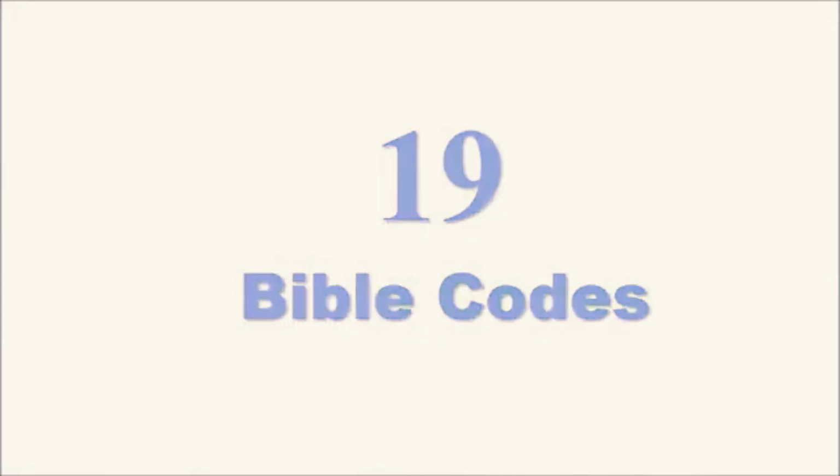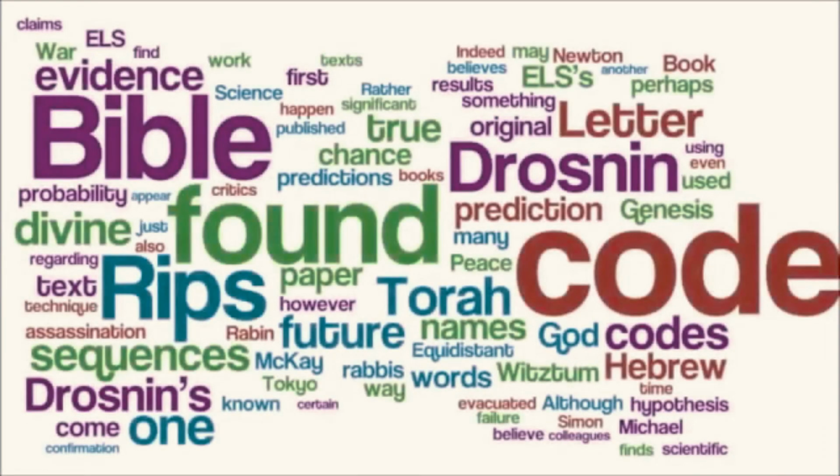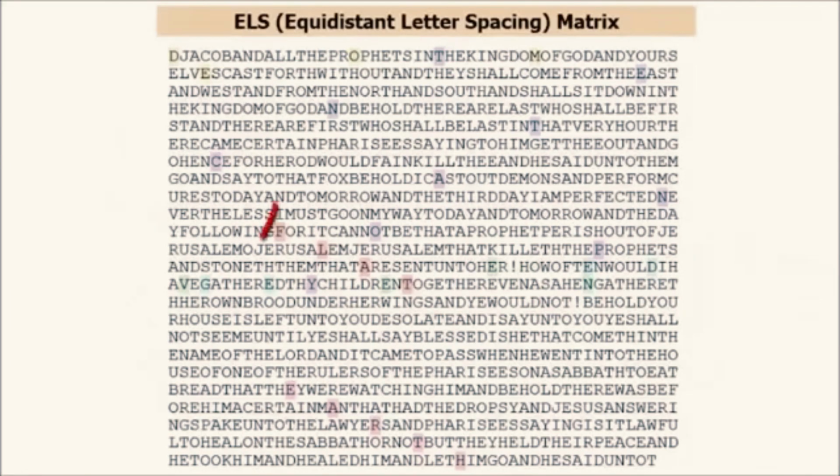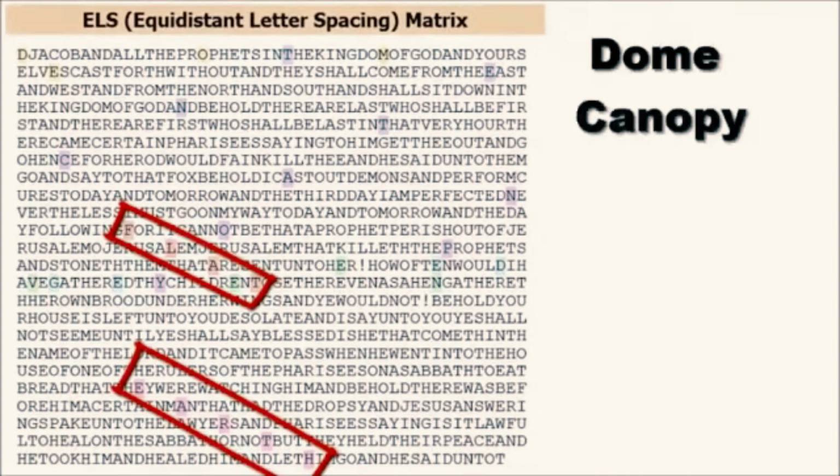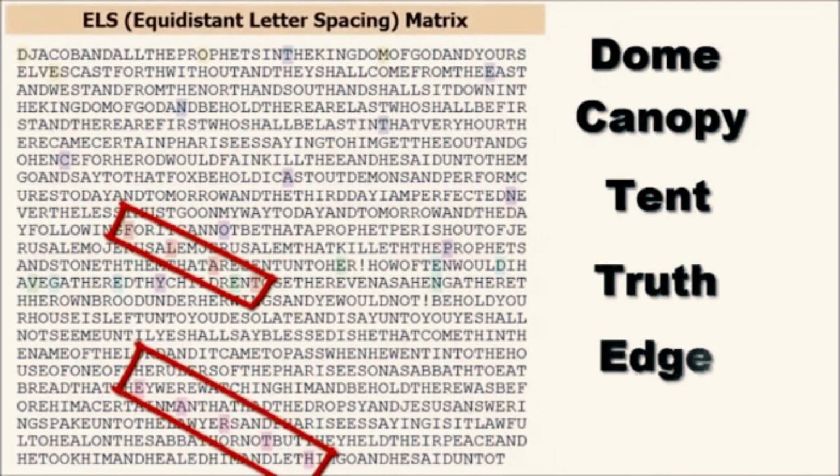Number 19, Bible codes. If you're familiar with Bible codes, then you'll know there's a matrix of flat earth clusters from Luke 13 verse 28 to Luke 14. Here's the matrix. Here's flat, earth, and an equidistant letter spacing. You'll also find dome, canopy, tent, truth, edge, disc, even, and a lot more. If you don't have Bible code software, then you can do this for free at biblecodewisdom.com.